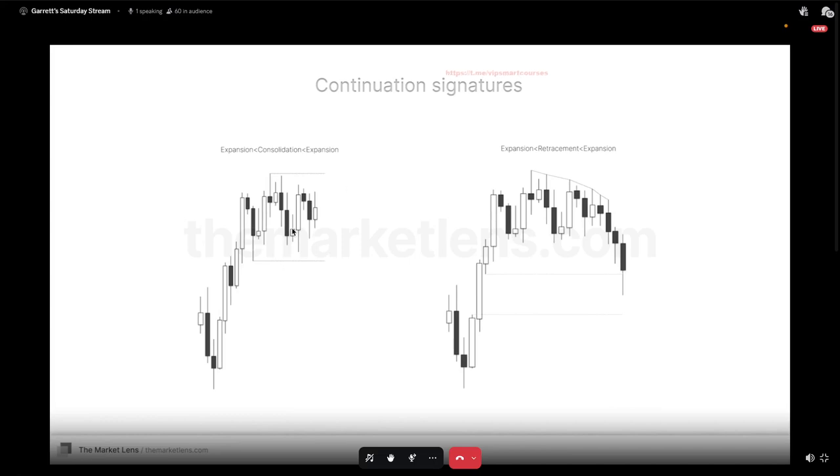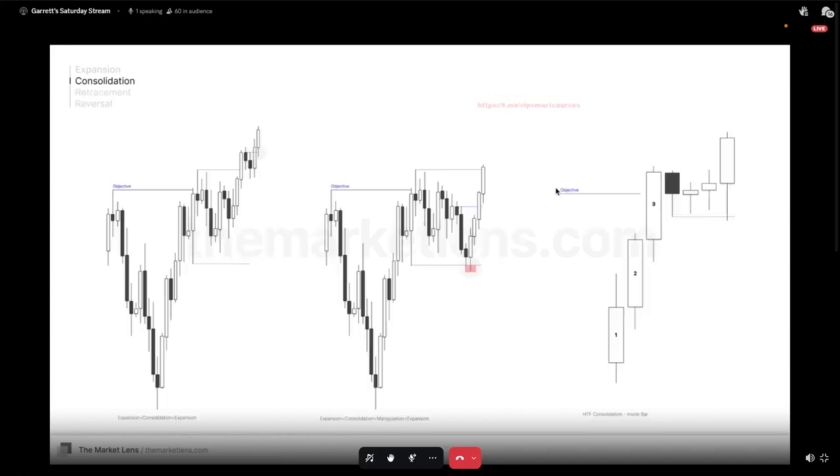Right, so we want to see consolidations on our way to the objectives, kind of like a market maker model, right? And as well, we want to see retracements. At the point of retracement, we want to see failure swings, right? Because price doesn't reverse from failure swings generally.